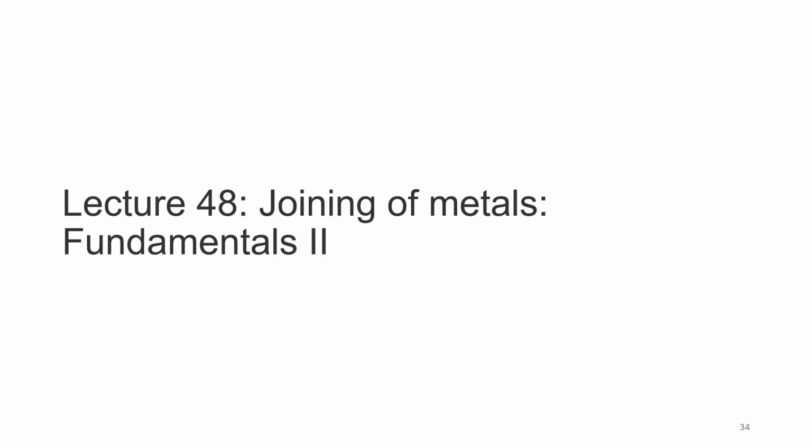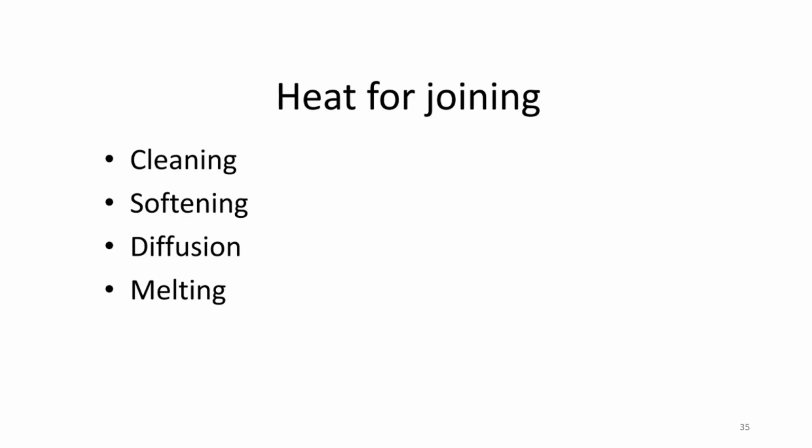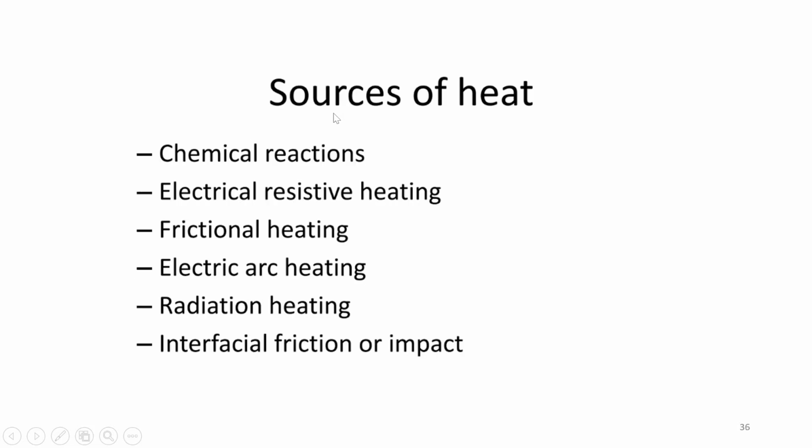Next, chapter 48. Firstly, heat for joining. These are various processes related to joining, cleaning, softening, diffusion and melting. These are various processes that are related to heat. Okay, and these are the various sources that are used for the heat.